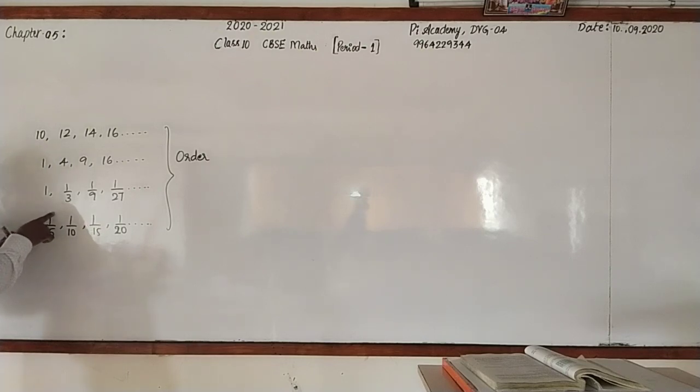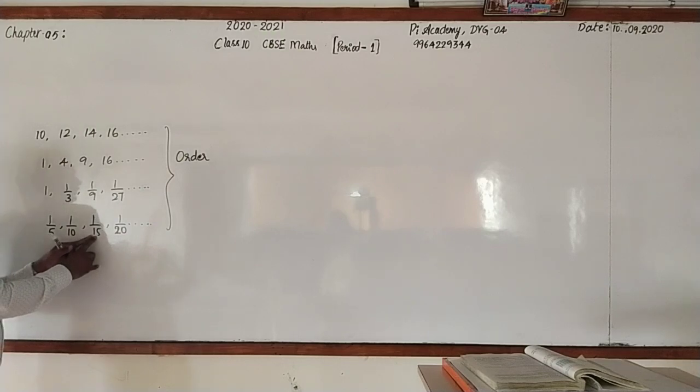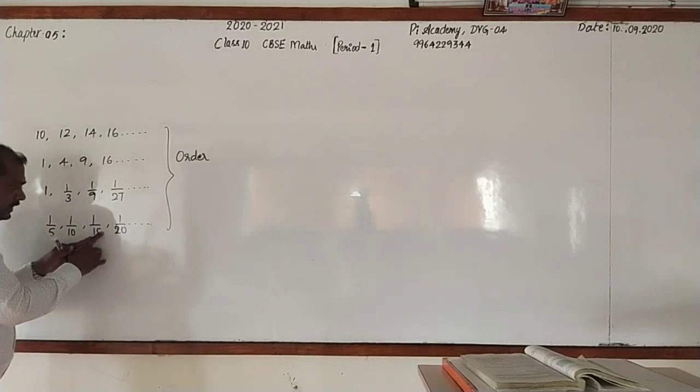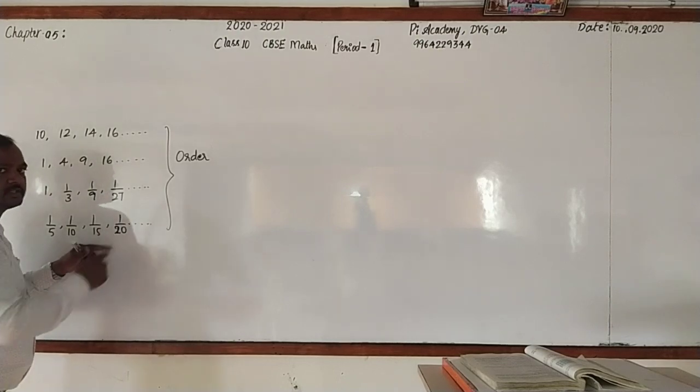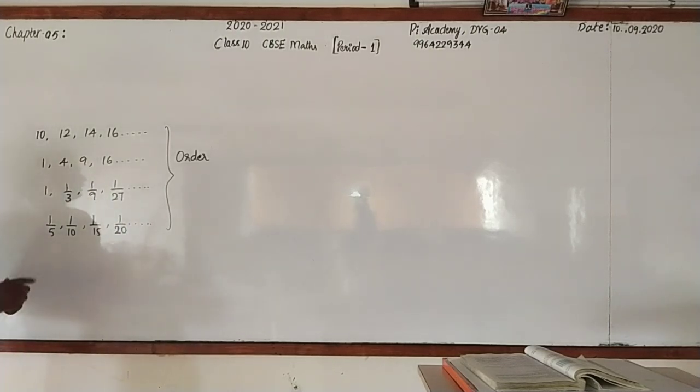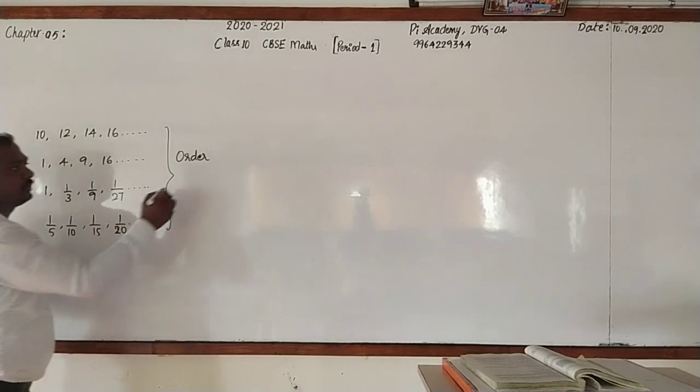We have written the number 1 by 5. Then we have added 5 to the denominator successively. See that 1 by 5, denominator 5, 5 plus 5, 10. For this denominator, plus 5, 15. For 1 by 15, in the denominator, for 15 we have added 5. It is 20. Right?